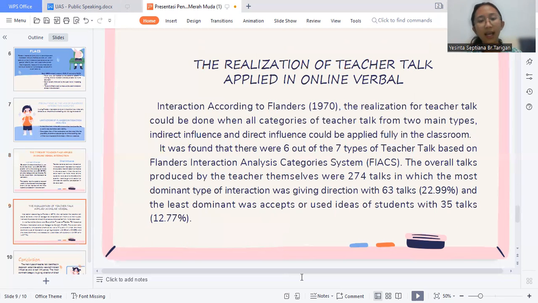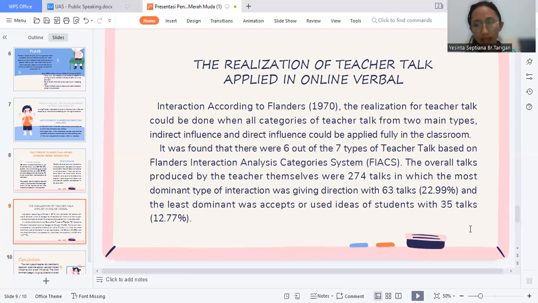All right. And the second, the journal found what about the realization of teacher talk applied in online verbal interaction. According to Flanders 1970, the realization of teacher talk could be done when all categories of teacher talk from two main types, indirect influence and direct influence, could be applied fully in the classroom.